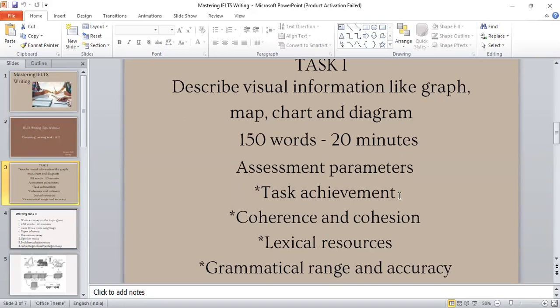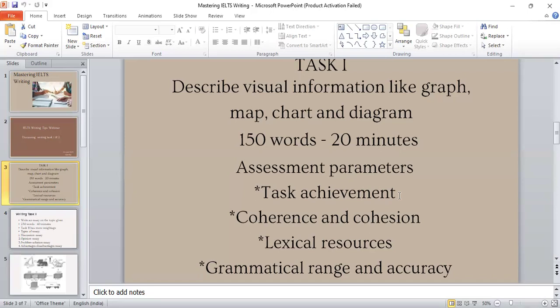For the first one, task achievement. You are given a visual representation. Let's take if it is a graph, you have to clearly mention what are the things compared there and what are the ideas or things that you can derive while analyzing that graph. All the requirements, the question will be given there. They might be asking for comparison or they might be asking for analysis. So the task should be achieved there.